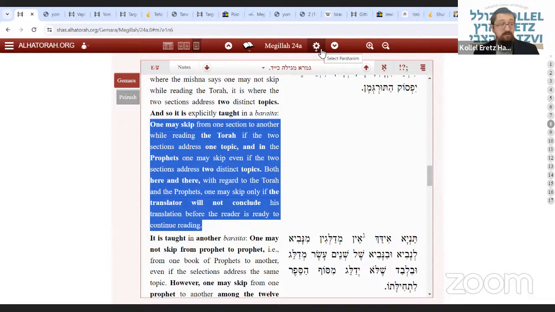We'll add on a part of a first and last verse of a different haftorah, even if it's in a different place and a different topic entirely. However, in both situations, whether you're reading the Torah or the haftorah, when you do skip around, when you're allowed to, it has to be close enough.